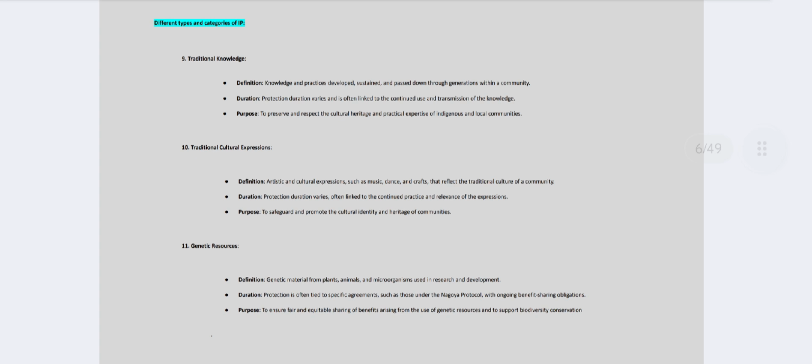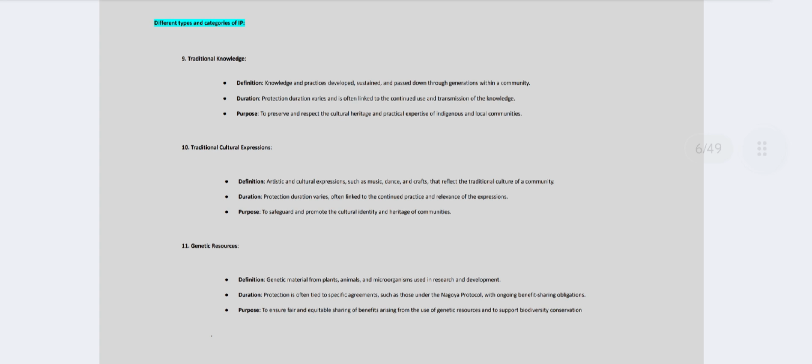Traditional cultural expressions. Definition: artistic and cultural expressions such as music, dance or craft. Duration: protection duration varies, often linked to the continued practice. Purpose: to safeguard and promote the cultural identity and heritage of communities.